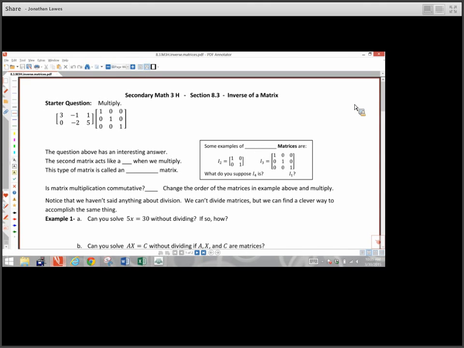Okay? So that problem right here has an interesting answer. That second matrix acts like a 1. Acts like the matrix equivalent of a 1. And what it's called is an identity matrix. Okay? So here are a couple of examples of identity matrices.